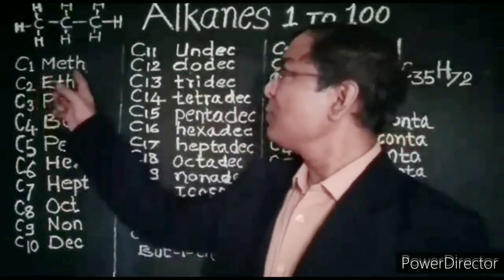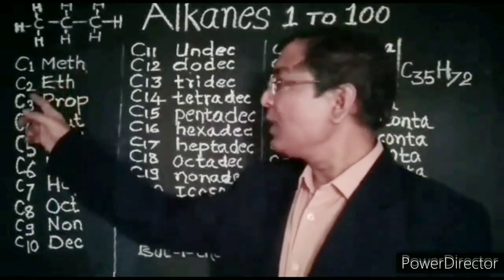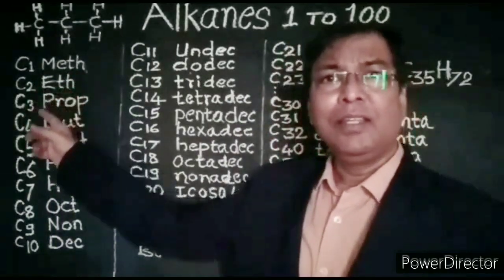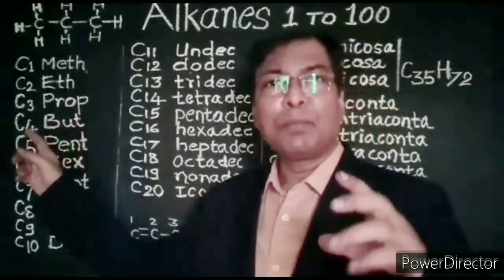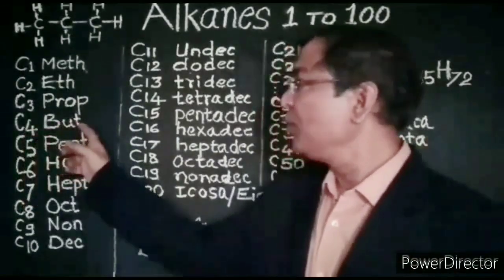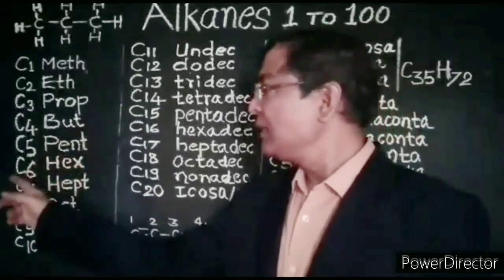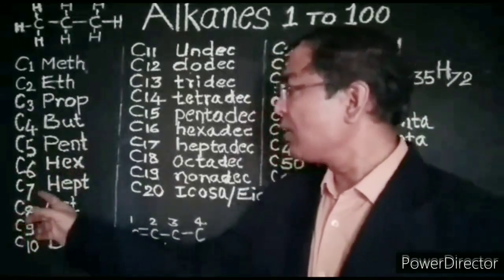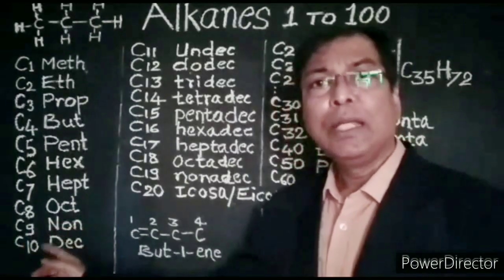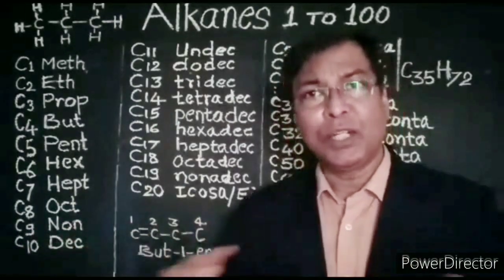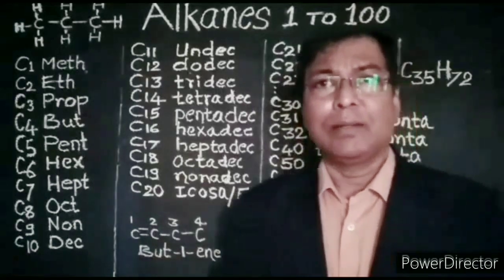If one carbon atom is present, it is called meth. Two carbon atoms, it is called eth. If three carbon atoms are present, it is called prop. When four carbon atoms are present in a straight chain, it is called but. Five carbon atoms, pent; 6 carbon atoms, hex; 7 carbon atoms, hept; 8 carbon atoms, oct; 9 carbon atoms, non; 10 carbon atoms when present in a straight chain, it is called dec.